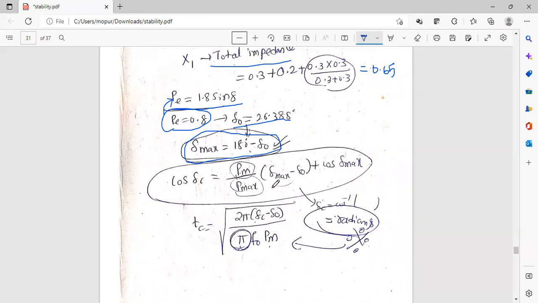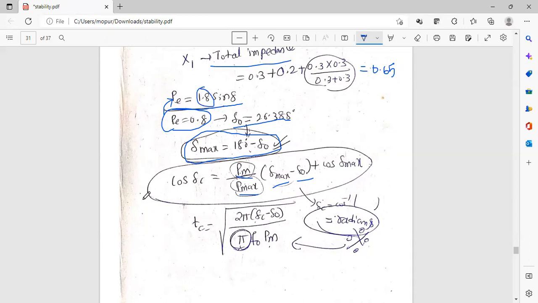Substitute the value of del max. You know the value of del max, you know the value of del naught, and you know the value of PM. PM is actually 0.8. And you know P max, which is this 1.8.